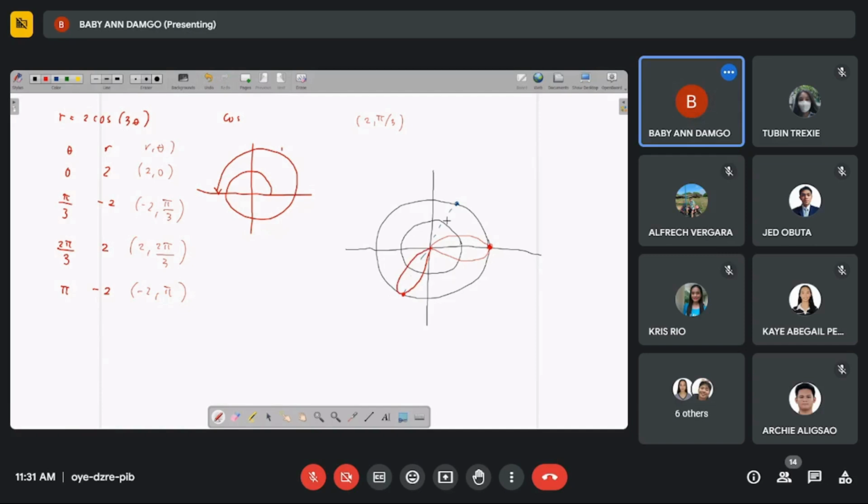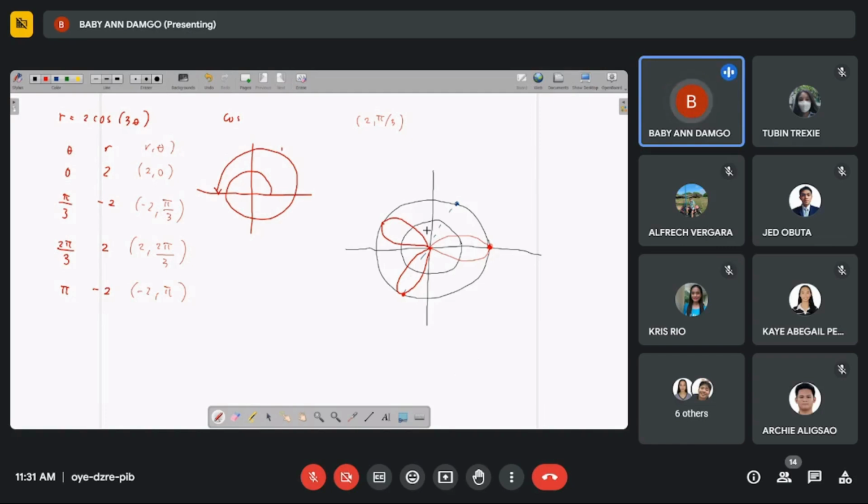Okay, another, we have 2 pi over 3. So 2 pi over 3 is in quadrant 2. So we have it here. Okay, and we have the third petal.